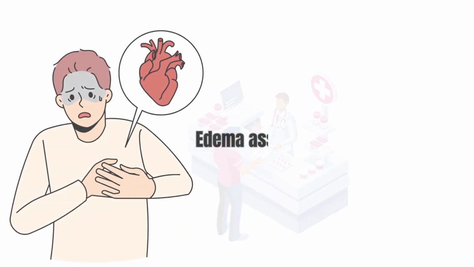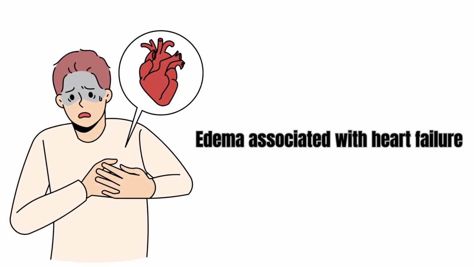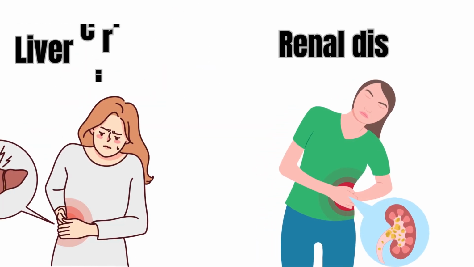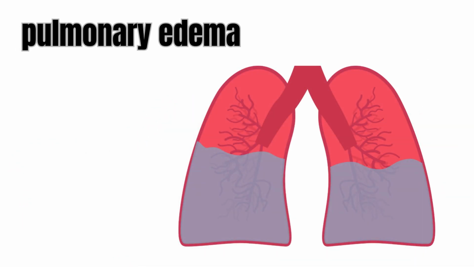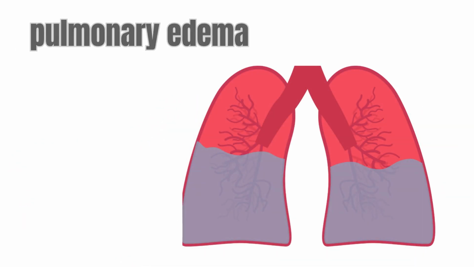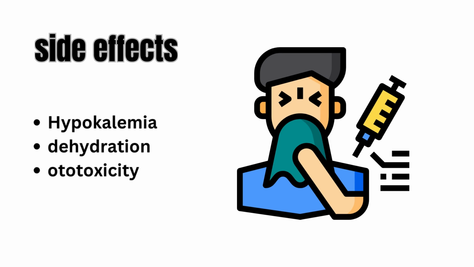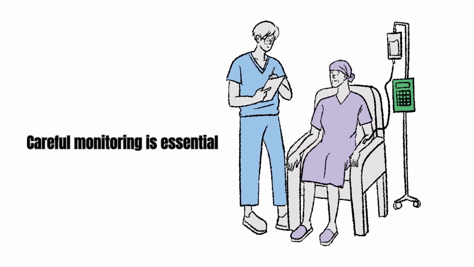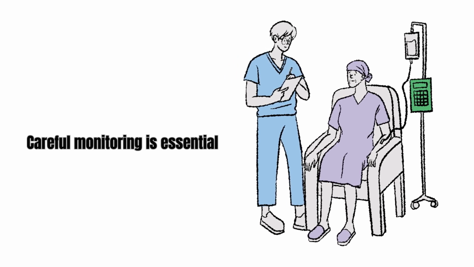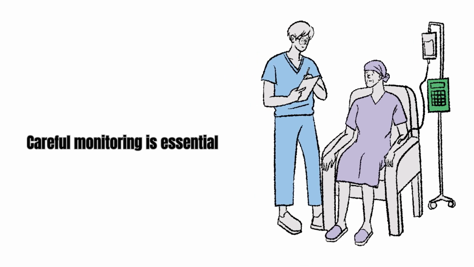Loop diuretics are used in managing edema associated with heart failure, liver cirrhosis, and renal disease. They are also effective in acute pulmonary edema. However, they have side effects like hypokalemia, dehydration, and ototoxicity, especially when used in high doses. Careful monitoring is essential when prescribing these medications.